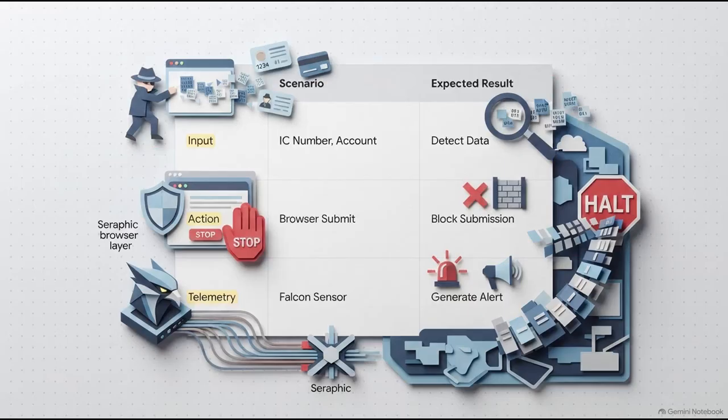Let's escalate things a bit with a data-driven test case straight from our audit checklists. The attacker's now trying to exfiltrate customer data, specifically an ID number ending in 1234 and an account number. This is where Seraphic's browser layer and CrowdStrike's endpoint telemetry are working together seamlessly. The system doesn't just passively detect the sensitive data, it instantly blocks the submission right at runtime, generates an alert, and logs the event. That data leakage is forcefully halted before a single packet even leaves the enterprise.